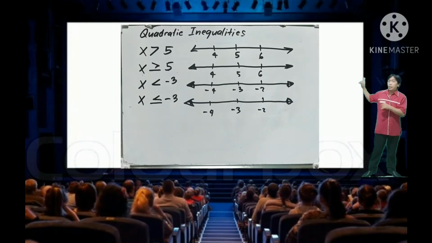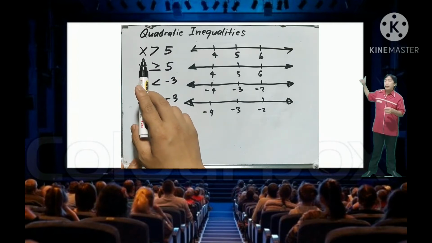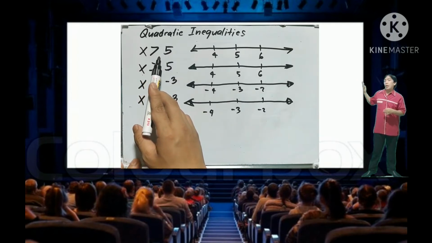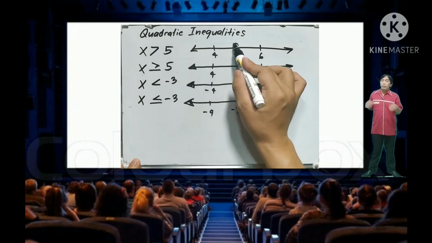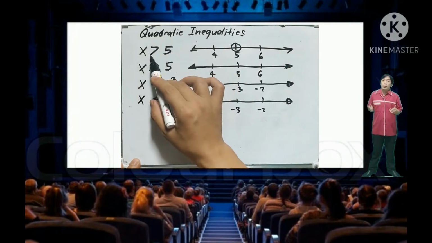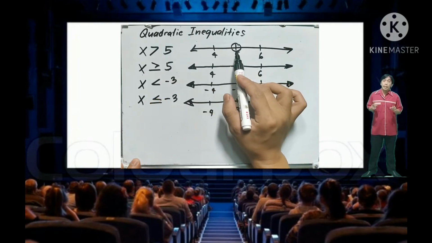Okay, our topic for today is quadratic inequalities. But first, let us try to recall the linear inequality. So we have this, x is greater than 5. So we have to locate 5 on the number line. We have to circle it. Now, since there is no bar line below the symbol, 5 is not a solution.